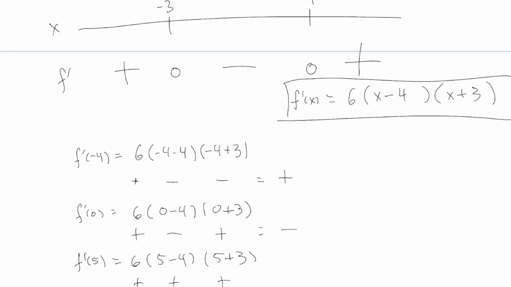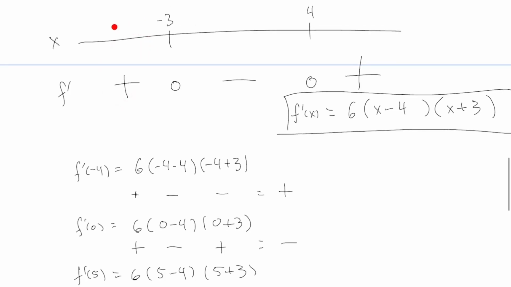Now, if I were asking you about increasing, decreasing, you would be done at this point. You would say it's increasing over here. That's negative infinity to minus 3 increasing, and also increasing from 4 to infinity, and then decreasing from minus 3 to 4. That's in the middle. All right.